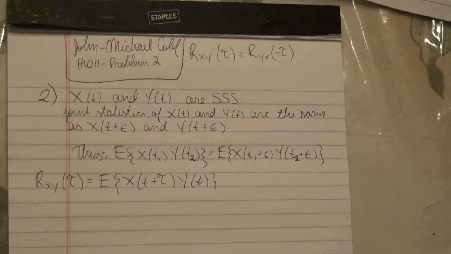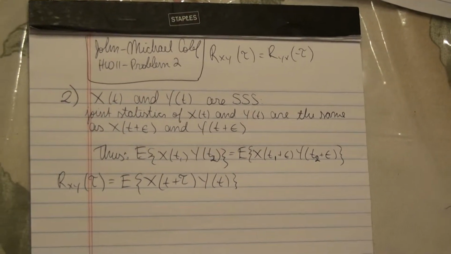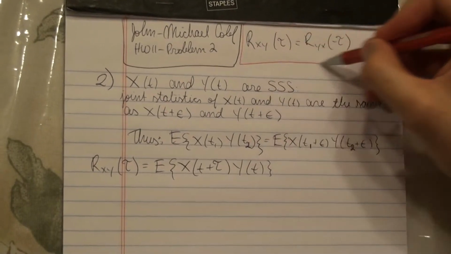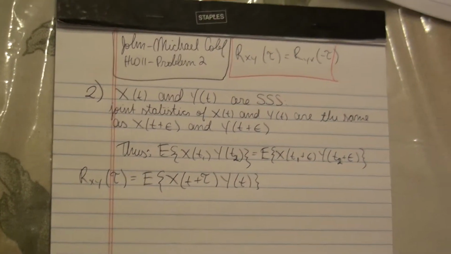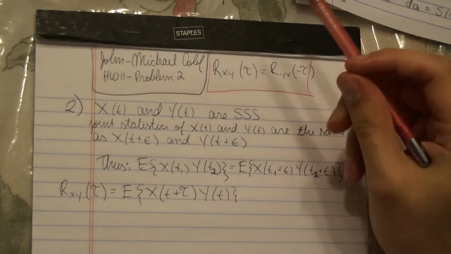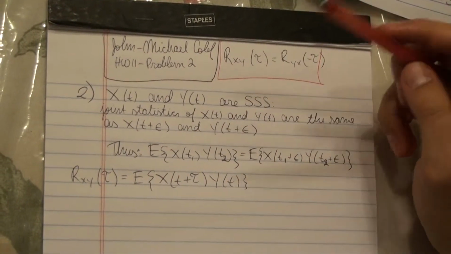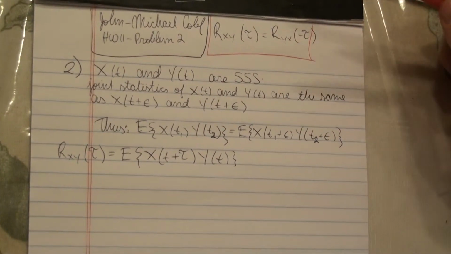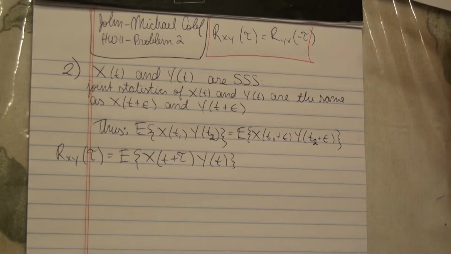All right, homework 11, problem 2. So, problem 2 asks us to prove this identity. And they give us some information. They tell us that x and y are jointly strict sense stationary. So what does that mean?